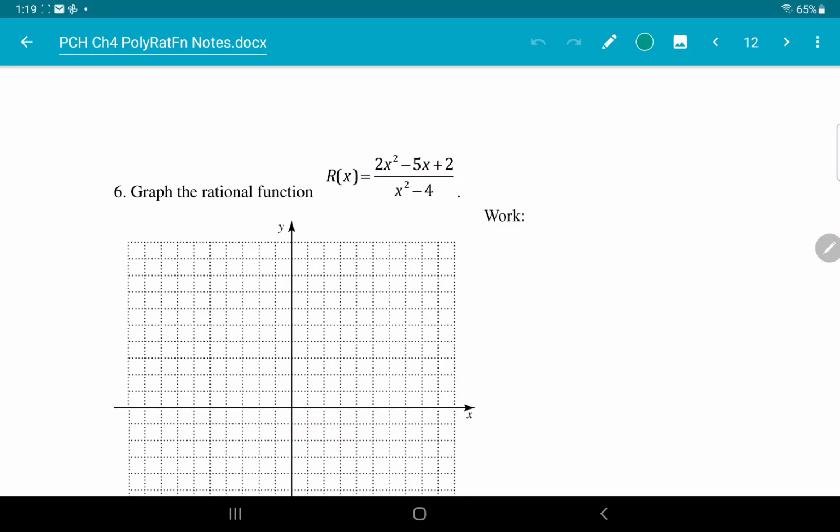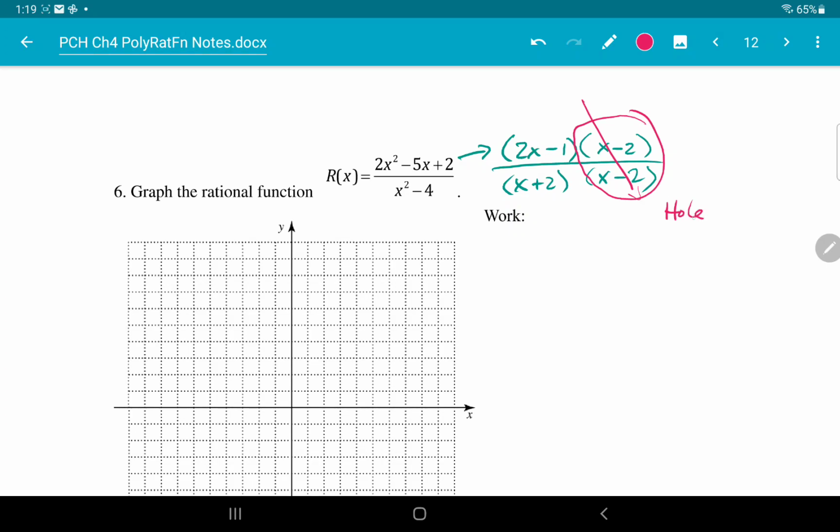Okay, so going on to example 6, let's take a look at what we have here. Again, we have a trinomial on the top. Let's see, can we factor that out? Yeah, we can. We'll get that to be 2x minus 1 times x minus 2 over x squared minus 4, difference of squares, which will give us x plus 2 and x minus 2. And one thing that you can notice here is whenever you have the same factors on top and bottom, that's going to give you a hole, and that hole is going to occur at x equals 2.